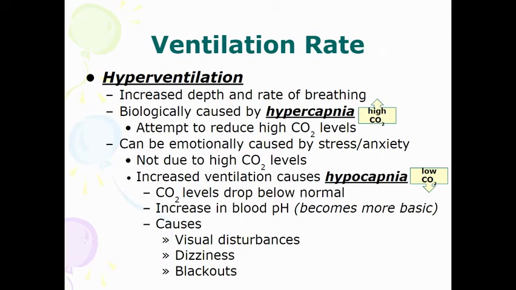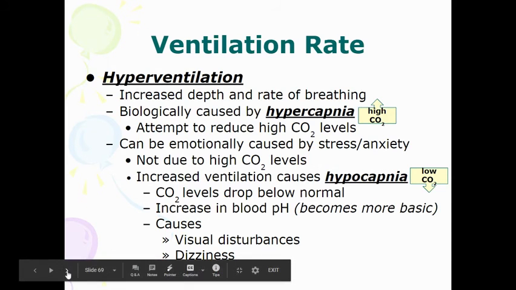Aside from the biological cause, it can also be emotionally caused by stress or anxiety. This has nothing to do with high carbon dioxide levels. So in these emotional hyperventilation cases, someone's carbon dioxide levels are normal, but their increased ventilation actually causes hypocapnia. It causes their carbon dioxide level to become low. Their carbon dioxide levels are going to drop below normal. This increases the blood pH, causing it to become more basic. This can cause visual disturbances, dizziness, and blackouts.